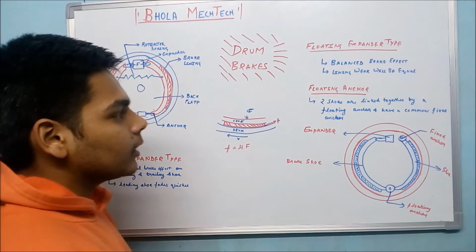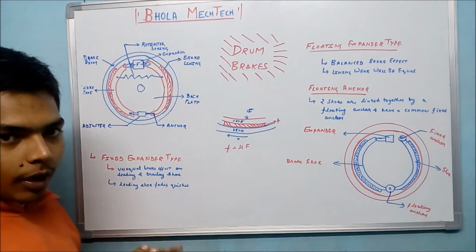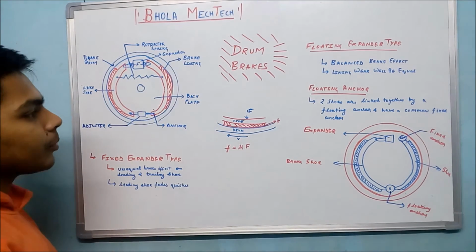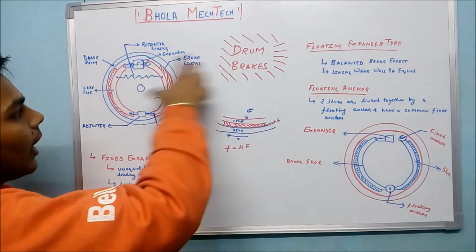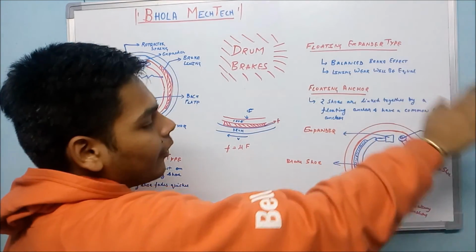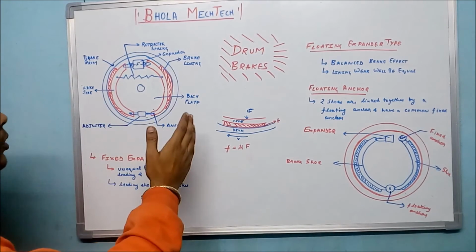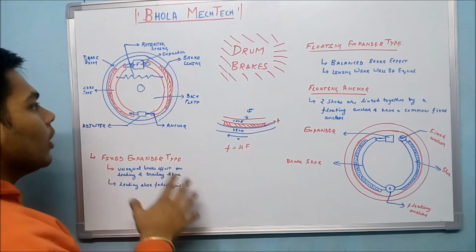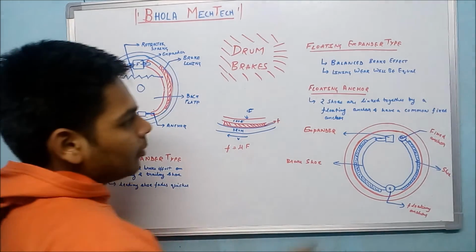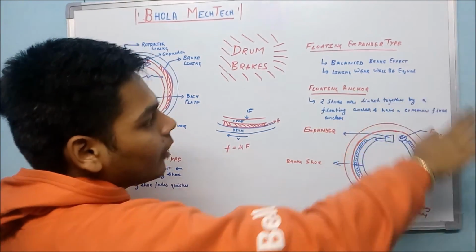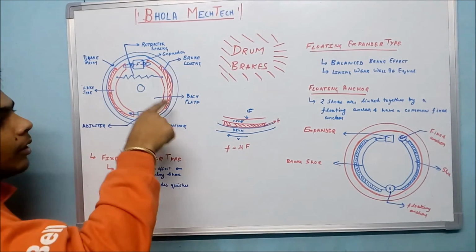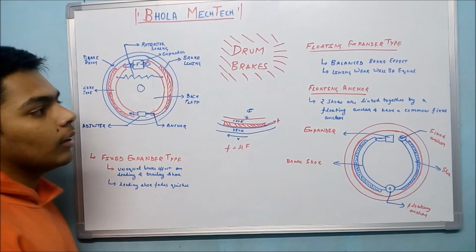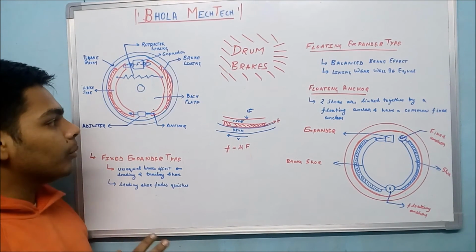Floating expander type drum brakes. In this, the expander is not fixed to the back plate. The actuators are fixed to the brake shoes. The advantage of this is that a balanced brake effect will be applied to both the brake shoes. It will distribute the brake forces according to the requirement of each brake shoe. So the lining wear will be equal since the required amount of force will be supplied to both brakes. That's why the lining wear will be equal in both the brake shoes.